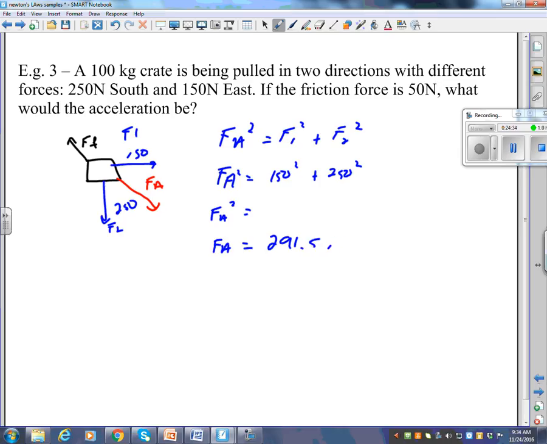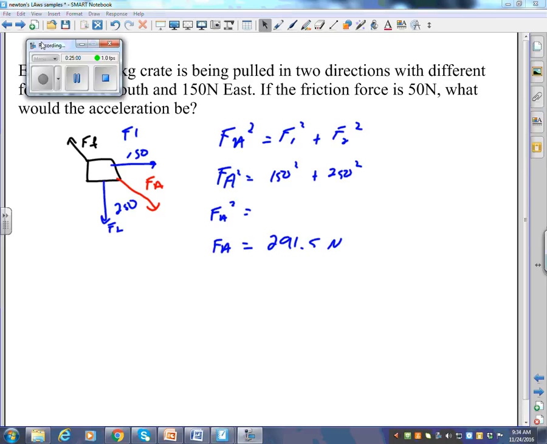I've done these questions a lot. Newtons. So what did I do? I took 150 squared plus 250 squared, added them together, and then took the square root. And 291.5 is the correct answer. Should that answer be a little bit more than the 150 and the 250? Yes, it's the hypotenuse. So my FA is my 291.